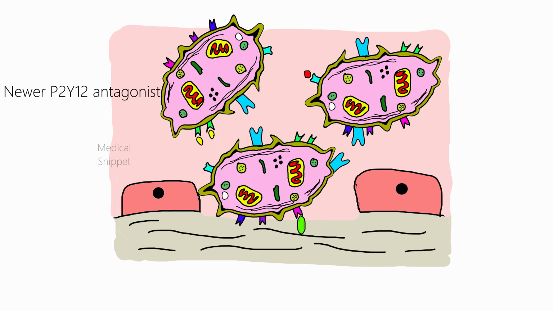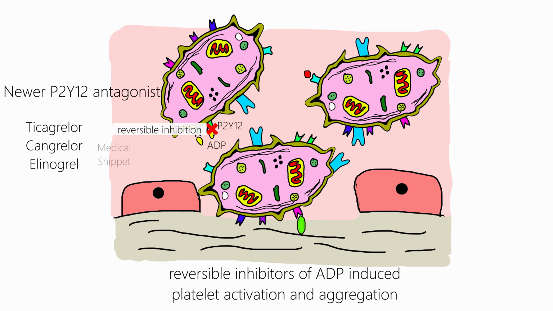Next are the newer reversible P2Y12 receptor antagonists. These are ticagrelor, cangrelor, and cilostazol. So, all these drugs cause reversible inhibition of ADP-induced platelet aggregation. Ticagrelor has superior clinical efficacy compared with clopidogrel.